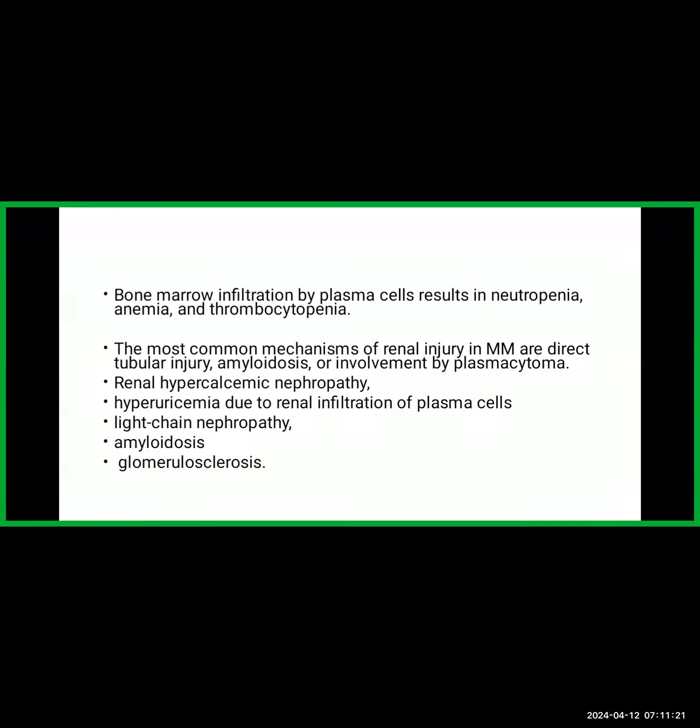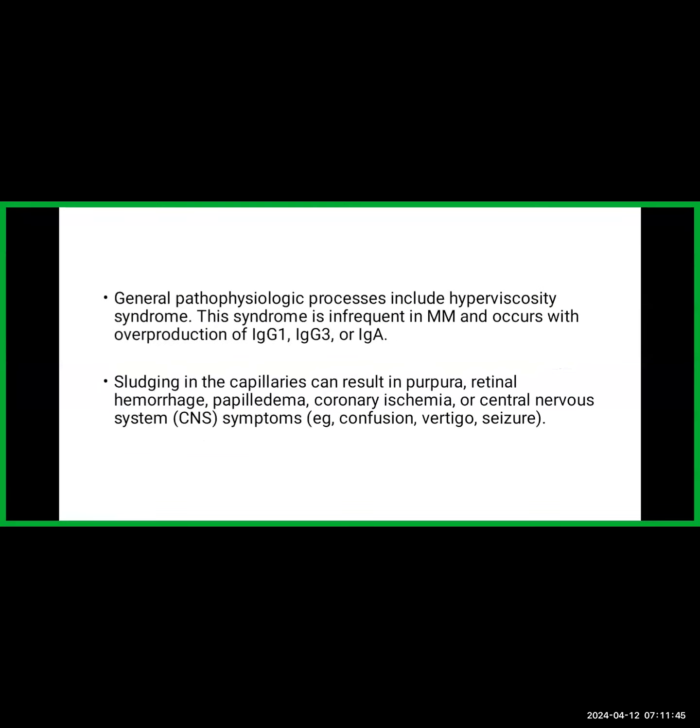The most common mechanisms of renal injury include direct tubular injury, or amyloidosis, or involvement by plasmacytoma. They could also have renal hypercalcemic nephropathy, hyperuricemia due to renal infiltration of plasma cells, light chain nephropathy, amyloidosis, and glomerulosclerosis. General pathologic processes include the hyperviscosity syndrome. The syndrome is infrequent in multiple myeloma and occurs with overproduction of the immunoglobulins. Sludging is noticed in the capillaries and can result in purpura, retinal hemorrhage, papilledema, and ischemia.